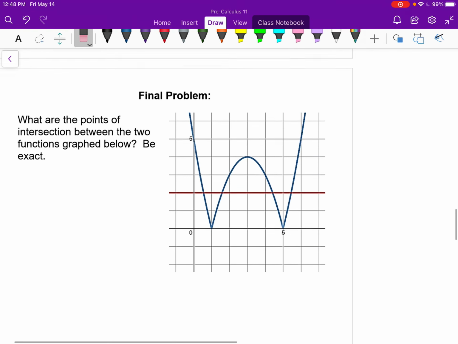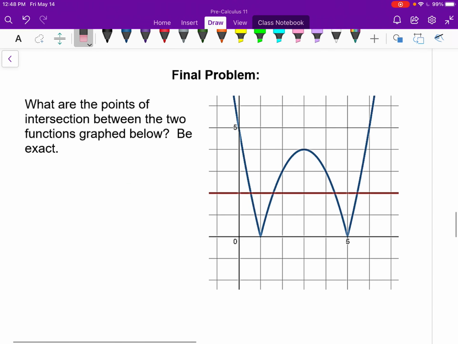And let's look at this last problem. So the last problem is I give you a graph, and I want to know the points of intersection between these two functions. There's 4 points here. What are the coordinates of all these points? Well, I know they all have the same y coordinate. They're all something comma positive 2. But what's the something? So really, I'm trying to find the x values of these intersection points. And I can see there's 4 of them. So how can I do this?